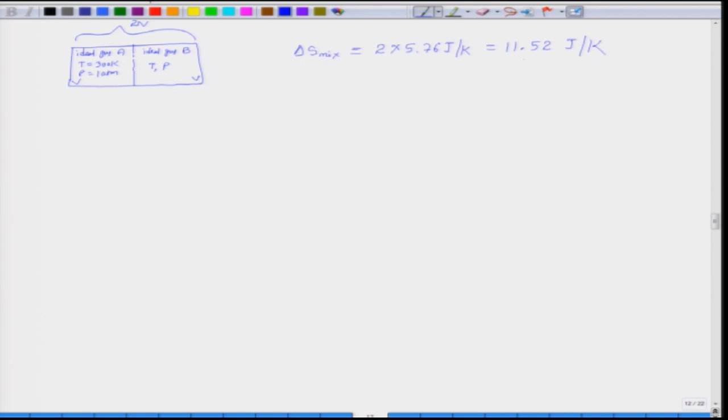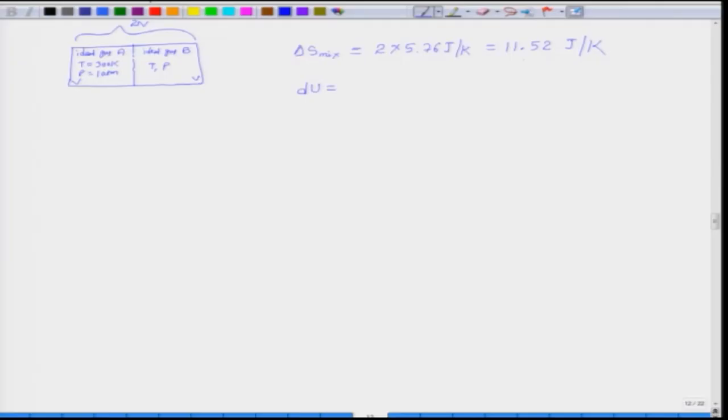You can also analyze this process in a slightly different way, right? We know the equation of state in terms of U or S. So we know dU is equal to TdS minus PdV. So if we write in terms of S, we write dS is equal to 1 by T dU plus P by T dV.